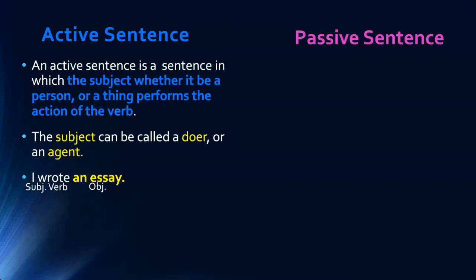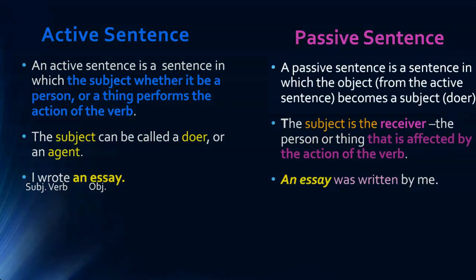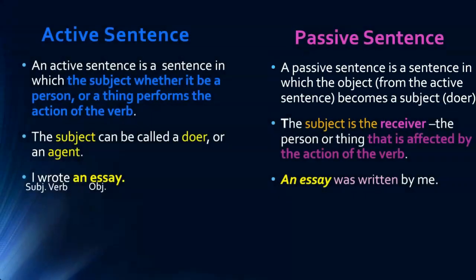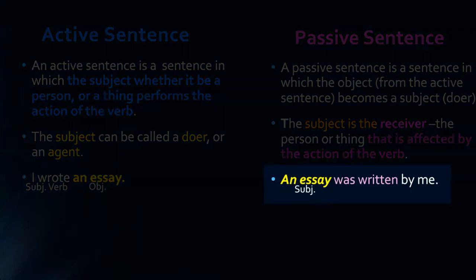Let's look at the passive sentence, on the other hand. What is the passive sentence? A passive sentence is a sentence in which the object from the active sentence becomes a subject in this new passive voice. So the subject is the receiver, the person or the thing that is affected by the action of the verb. A passive sentence is a sentence in which the action is done to someone or something. So here we have a conversion from our active sentence: An essay was written by me. So this essay that was the direct object in our active sentence becomes a subject in the passive voice. Was written, this is our verb.